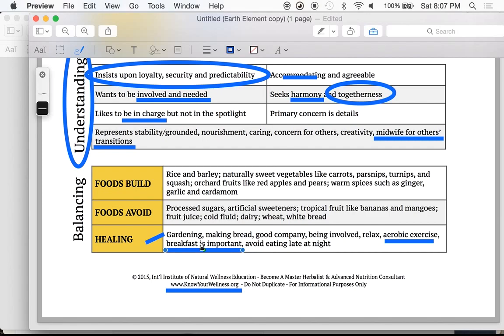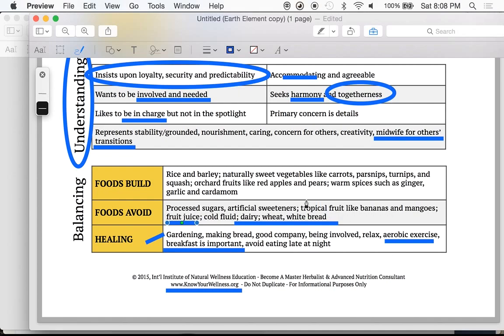Cold fluids, dairy. Remember I was talking about mucus, and how dairy is such a common trigger, and wheat and white bread, such common triggers for increased mucus? So all of those right there are really going to be important ones for us. Fruit juice, I mean, really watch those things and help them by giving them other options.